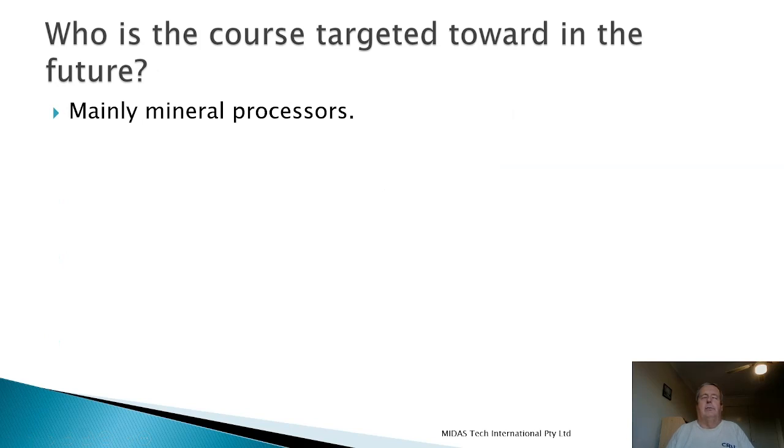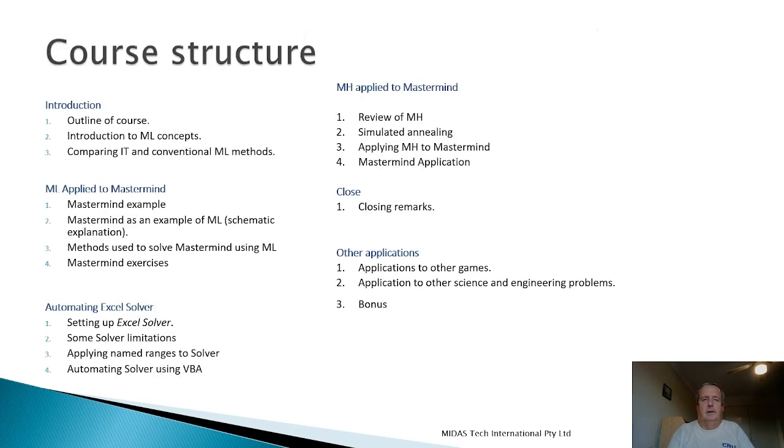So where is this course leading in the future? Surprisingly, mineral processing. The concepts I teach here will later be used in really advanced engineering courses, and my domain is mineral processing. The course structure is contained here, and there's 6 sections: the introduction, a background to machine learning applied to Mastermind without actually solving it, how to automate Excel Solver, then the particular type of Markov chain Monte Carlo technique is the Metropolis-Hastings algorithm, which works hand in hand with simulated annealing.